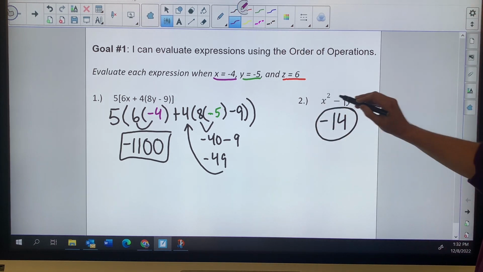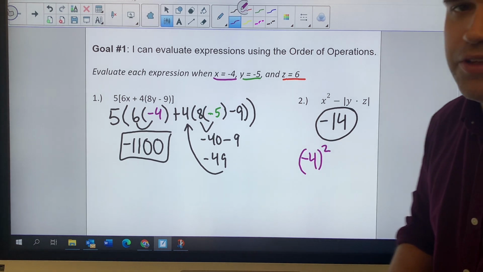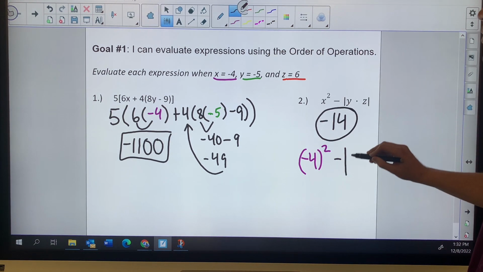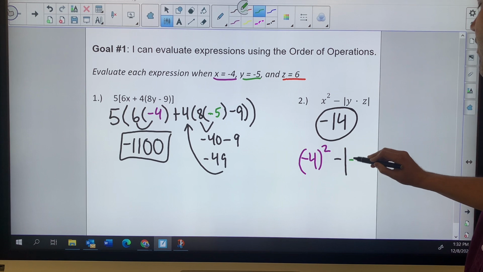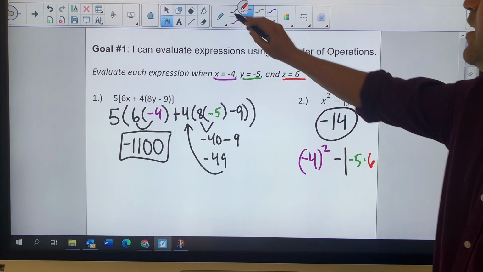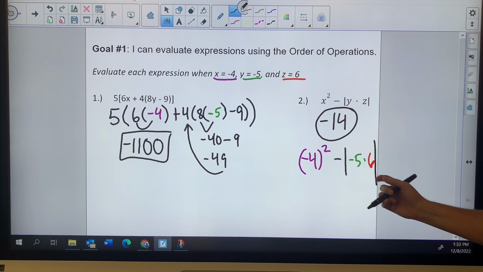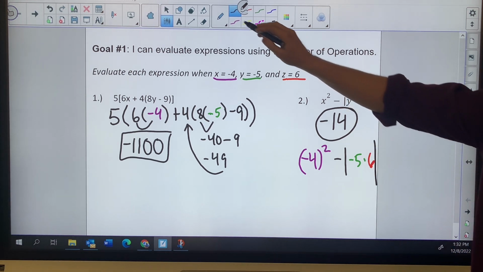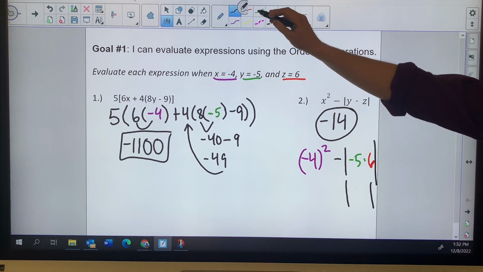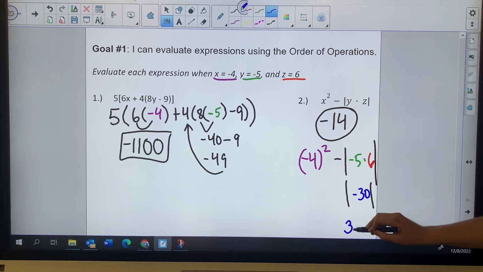We would do that just by saying, okay, we got x squared, which is -4 squared. I put it in parentheses. Minus absolute value of y, which is -5, times z, which is 6. This one, I start inside that grouping symbol, inside that absolute value. -5 times 6 is -30. And then the absolute value of negative 30 is actually just 30.